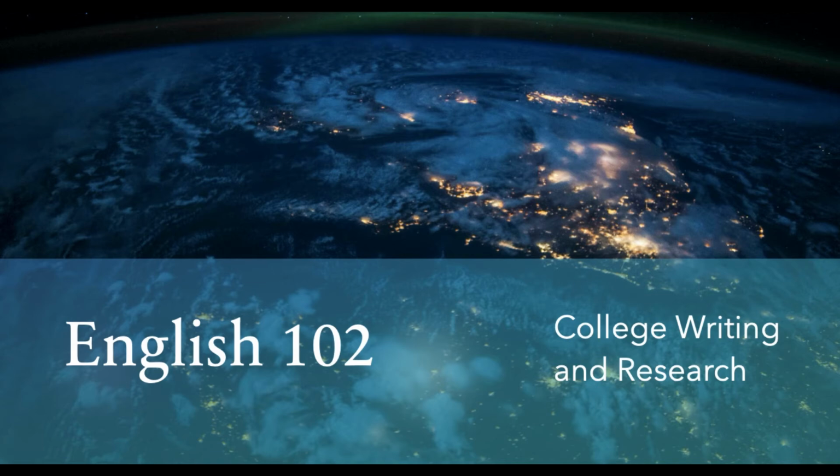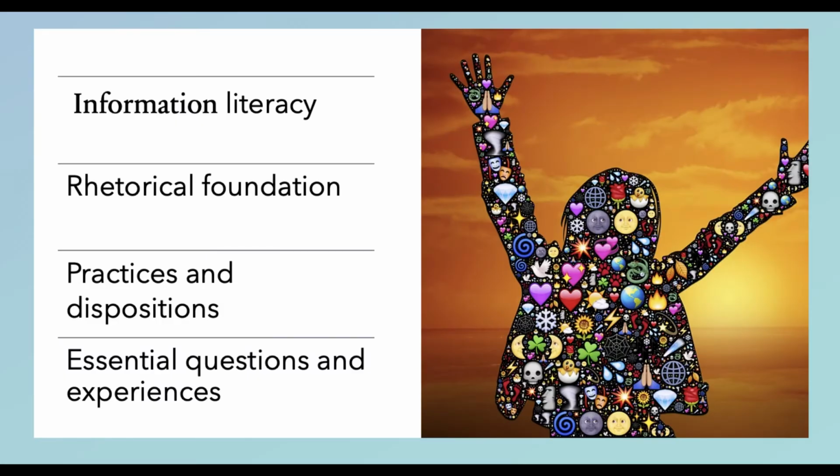In my portion of the workshop, we will look at the curriculum of English 102, college research and writing, and in particular, the Segment 3 genre product. So the course itself is built off of information literacy and has a rhetorical foundation and allows students to work on their practices and dispositions and really ask essential questions about experiences.